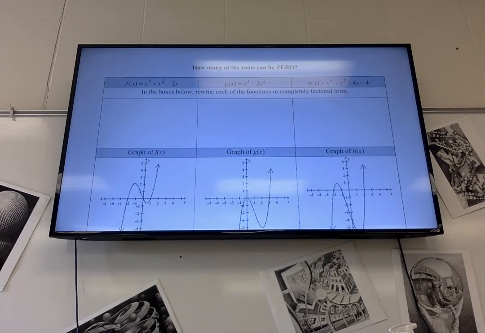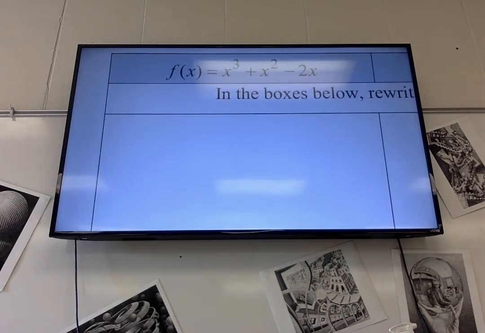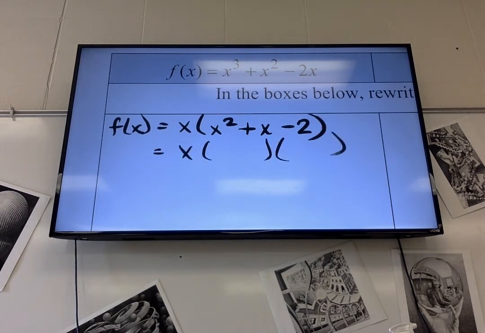So we've talked about positive and negative roots. Now we're going to talk about roots that are 0. At least we're going to start on it. So we're going to rewrite each of those in factored form. So what's something I can factor, or how can I factor f of x? X. I can factor out an x. So if I factor out an x, it leaves me with x squared plus x minus 2. Will that factor? Yes.